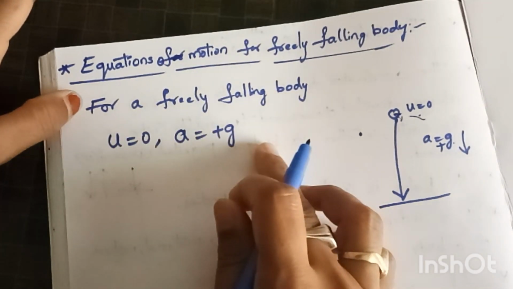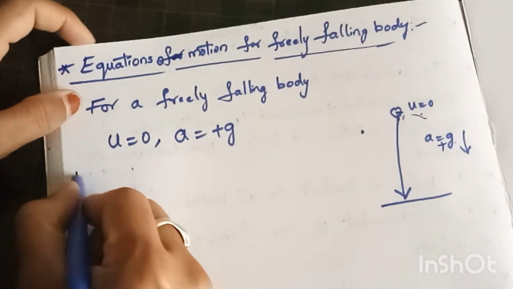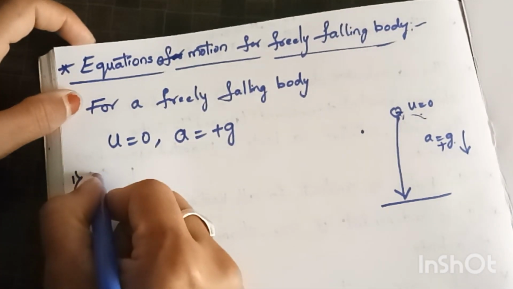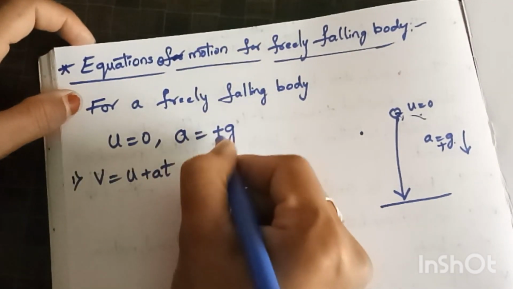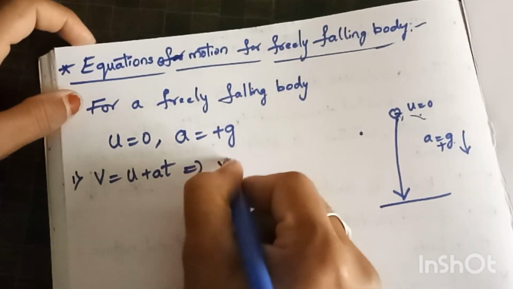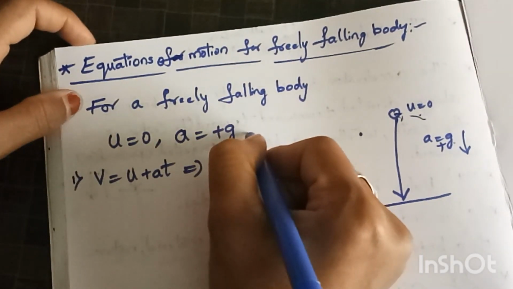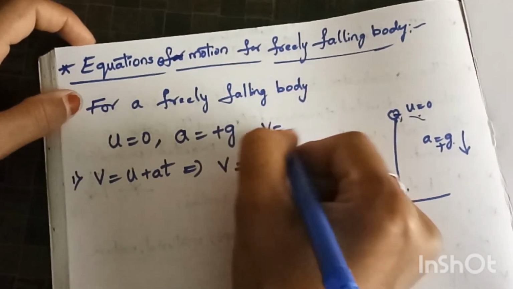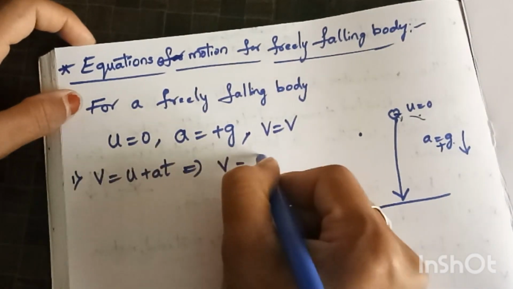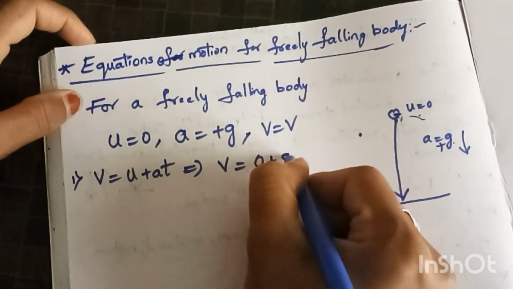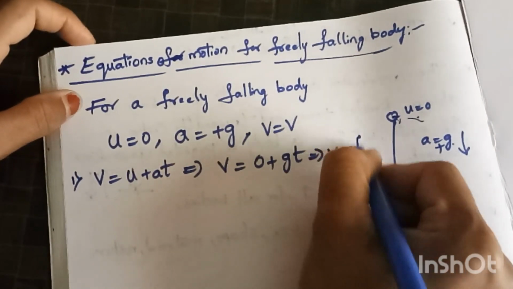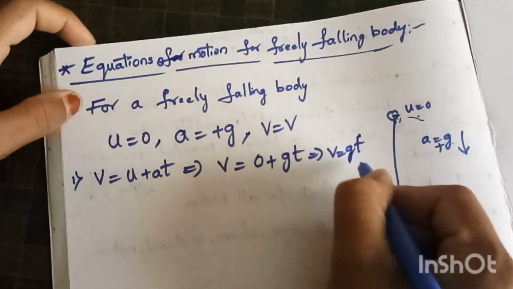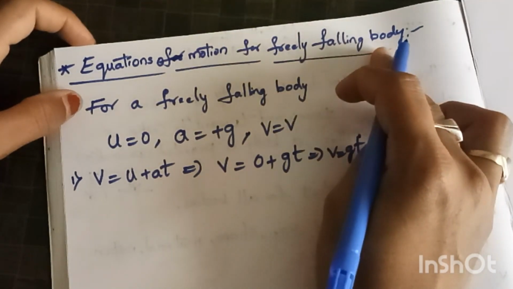Based on these terms, we are going to write the kinematic equations. We know that the first kinematic equation is v equals u plus at. Substitute these values here. v equals v itself, u is 0, plus a is g and t is t. So the first equation is v equals gt. This is one of the equations for a freely falling body.